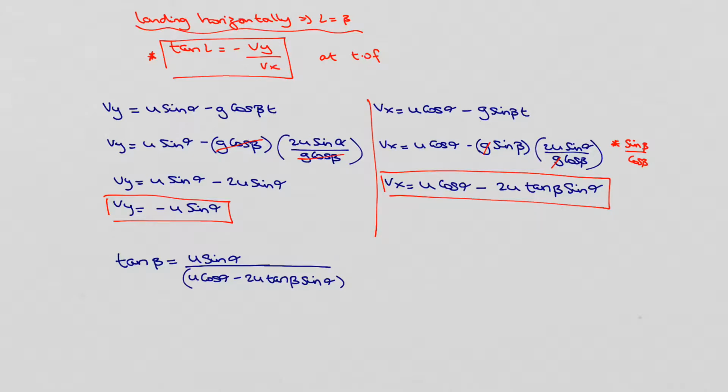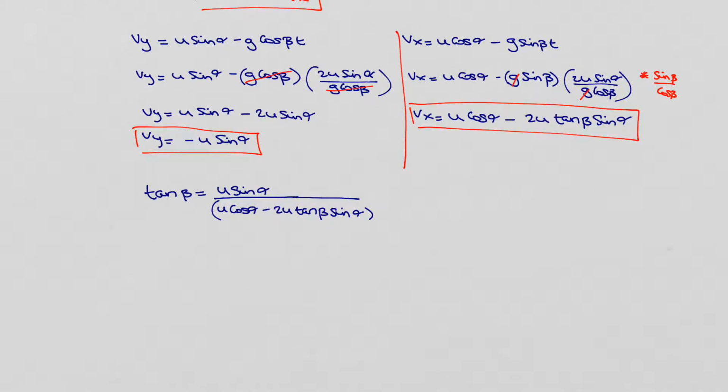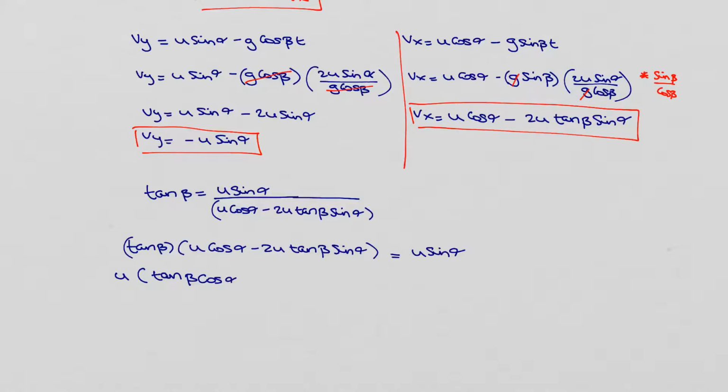Okay, so what are we going to do? Well, we're going to cross multiply. And if I cross multiply, I'm going to end up with tan beta multiplied by u cos alpha minus 2u tan beta sine alpha is equal to u sine alpha. And I can see u is common there, so I'm going to take out the u, and then I'll multiply with my brackets. So I have tan beta times cos alpha, and then tan beta by tan beta.